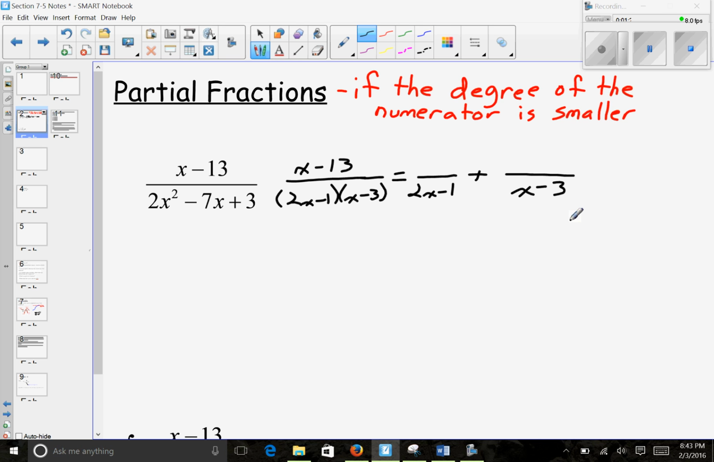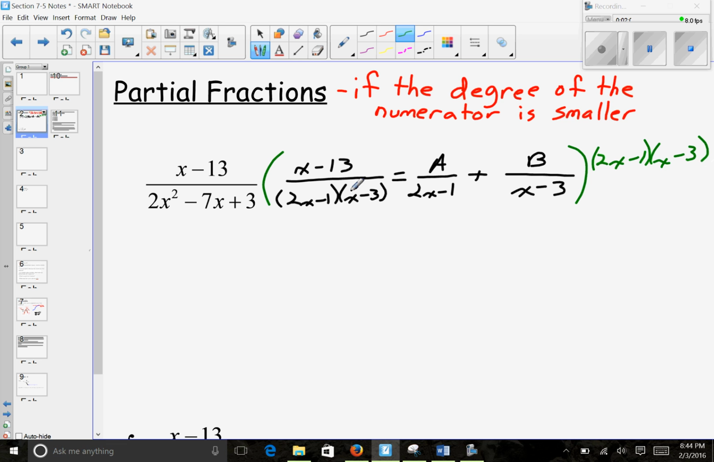The issue, though, is we have no idea what the numerators for these simpler fractions will be, so we tend to use capital letters. I'm going to use A and B to represent whatever these numerators are. Next, it's tough to deal with this written as a fraction. I've written this as an equation, and to get rid of the fractions, I can multiply my entire equation by a common denominator, which just happens to be 2x minus 1 times x minus 3. This way, we'll be able to work with this in polynomial form rather than rational equation form.